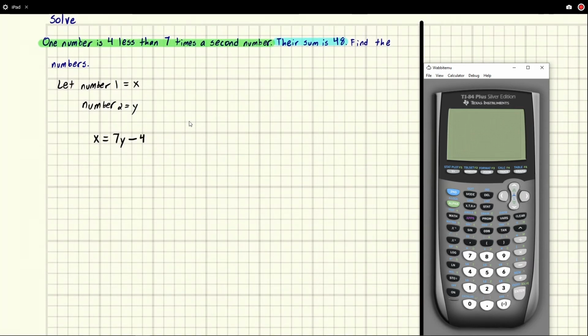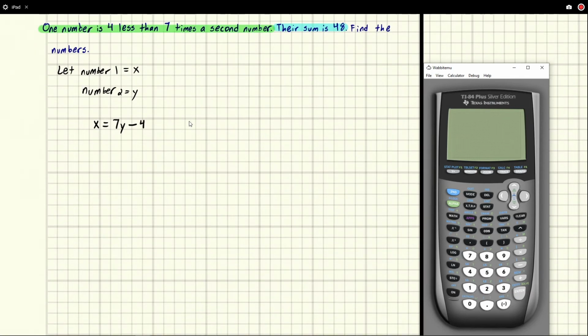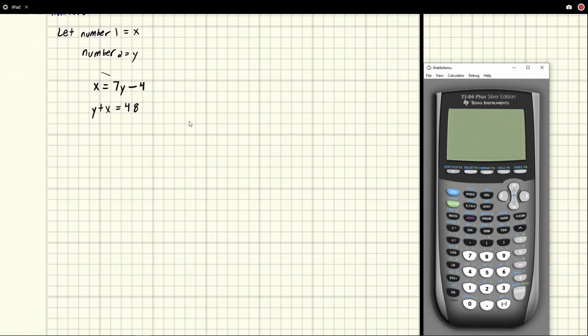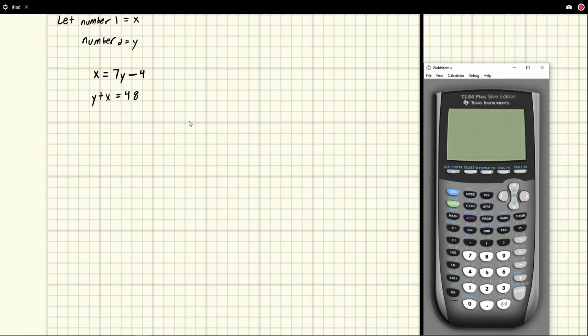The next one is considerably simpler. It just says their sum is 48. So that would just correlate to when we take y and we add x, we get 48. And now we have a system of equations. We can use this system of equations to solve for the different variables. So we've already got a statement of x equals this, so it's easier to do it by substitution.